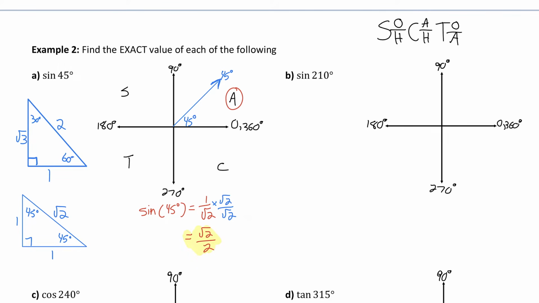Let's try a more difficult one, sine of 210 degrees. If I rotate 210 degrees, that means rotate around the origin in a counterclockwise direction, 210. That would land you right here. The reference angle is the angle between that terminal arm and the closest x-axis, so the angle between 210 and 180. The difference between those two is 30 degrees.